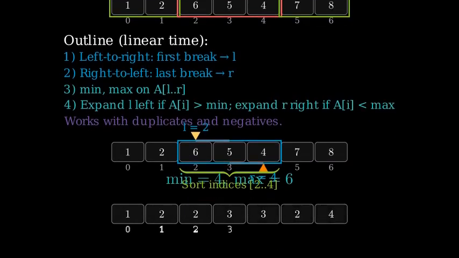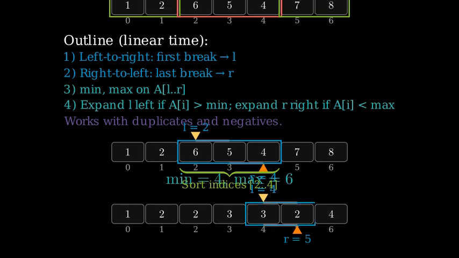Example 2, duplicates are allowed. We want non-decreasing order, so equal neighbors are fine. Left to right, 1, then 2, then 2, then 3, then 3 is fine. But 3 greater than 2 is a break. We set little l to index 4. Right to left, 4 is bigger or equal than 2? Good. 2 less than 3 causes a break at index 5. We set r equal to 5 on this right scan definition.